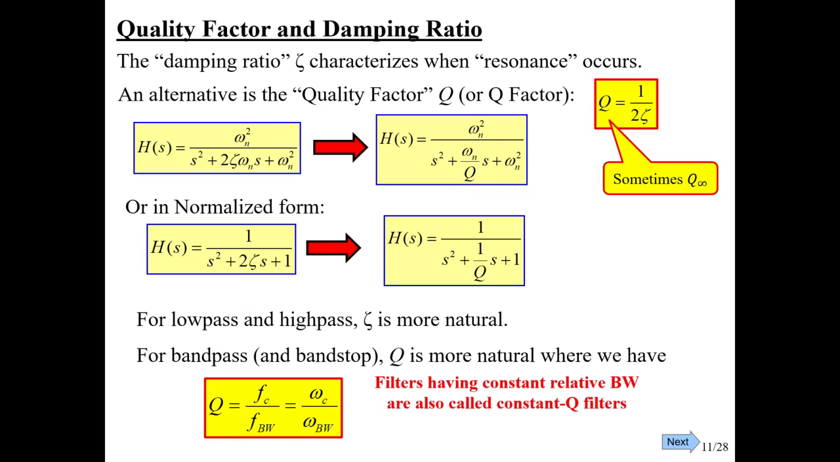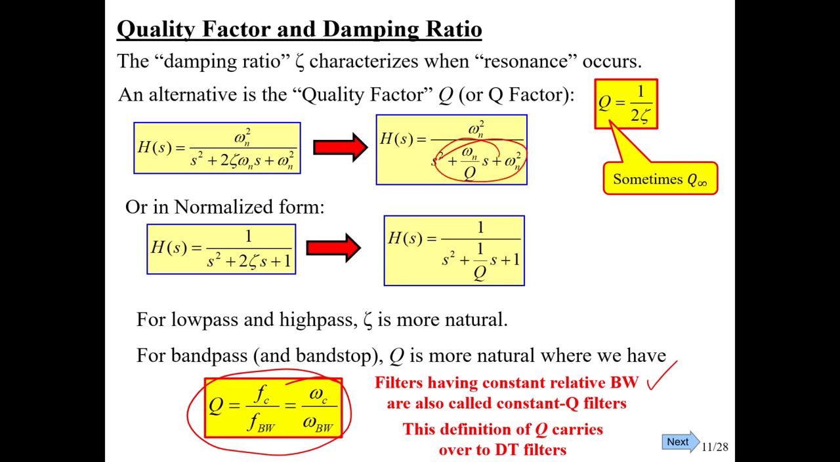So if you remember, we talked about constant relative bandwidth filters. Those were also called constant Q filters. And I'd like to point out that this definition of Q carries over to discrete time filters for bandpass filters, but we'll see that it's a little more cloudy as far as showing up in the transfer function for a general second order transfer function. So that part's a little funky.